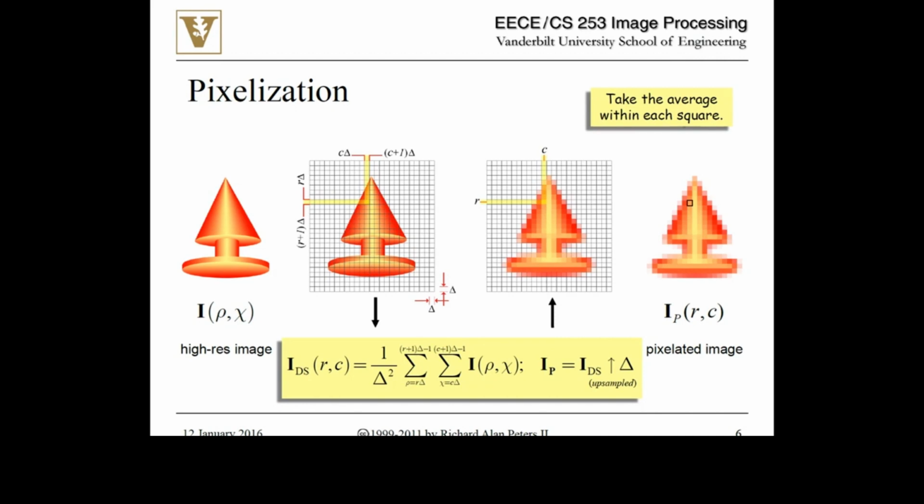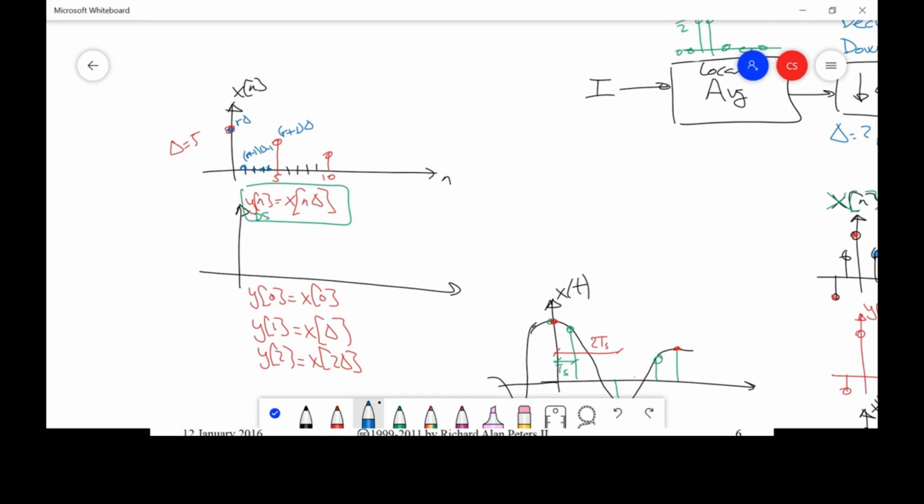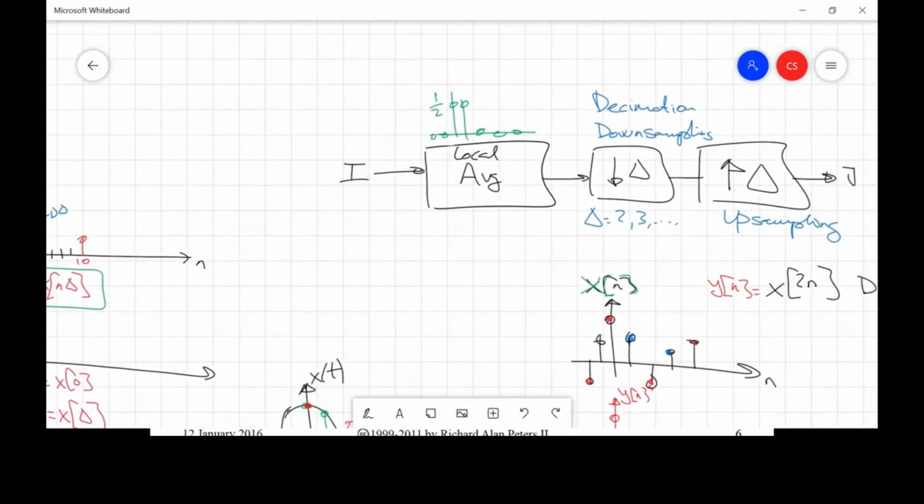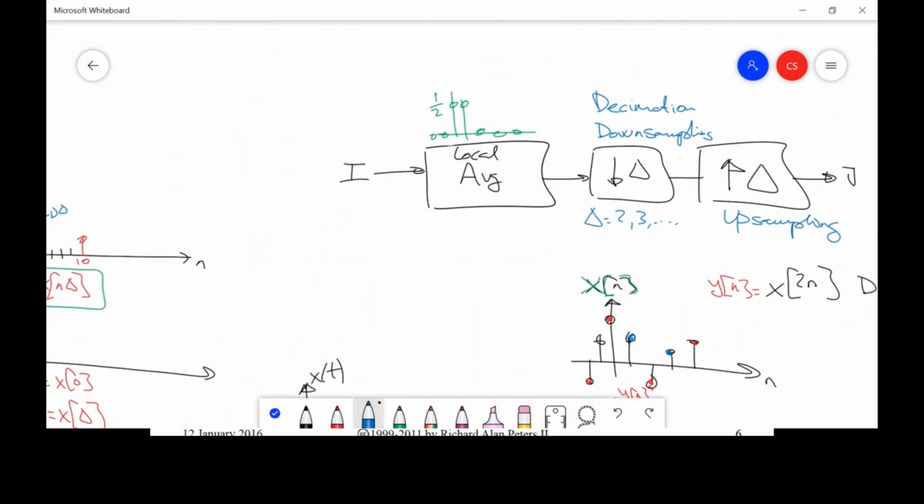So I'm taking all those samples. And the same for C. And then this rho and chi, they are dummy variables just to run over the high resolution image. So at the same time, we are doing these two operations. So we have expressed in a single equation these two systems. So those two systems are expressed by that equation in the slide.